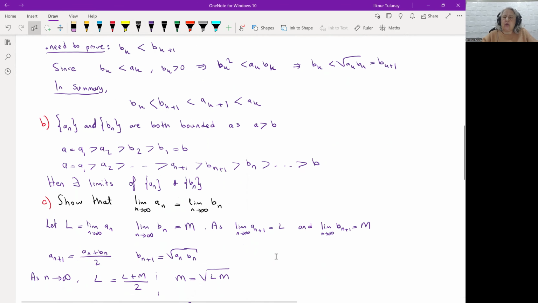The second part shows that we would like to know that these series are convergent. They are bounded, so they converge.